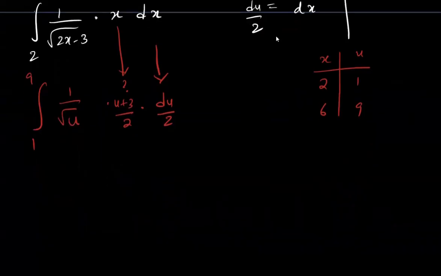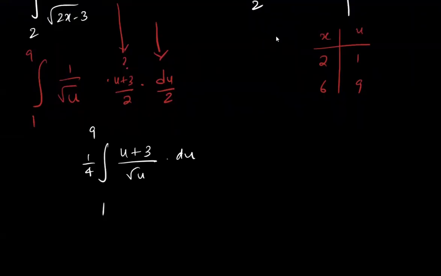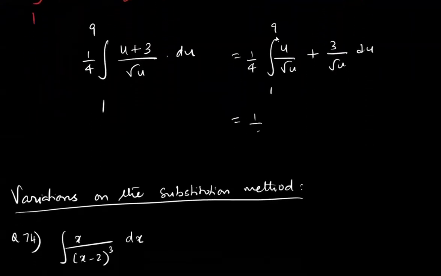Now let me write it a little bit neater. So how does my problem look like? Like this. The 2 and the 2 can come out as 1/4, and this is u plus 3 all over root u du. Now this can be split up, right? We can write it as u over root u plus 3 over root u du. There is a 1/4 and there is a 1 to 9. So then this becomes 1 over 4.